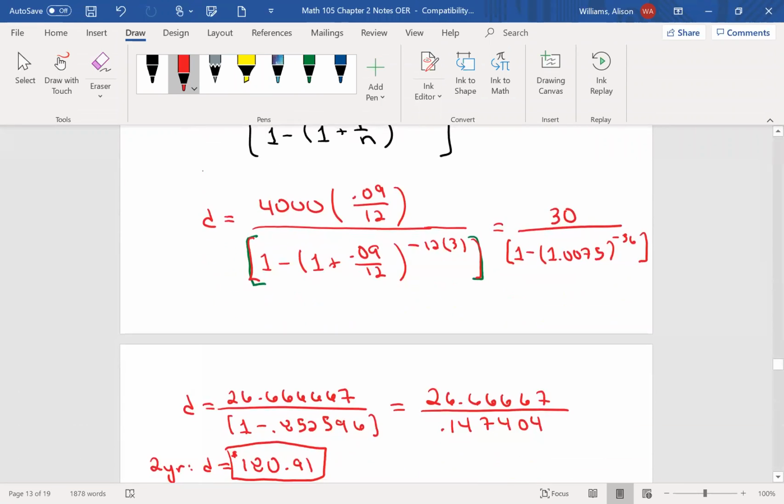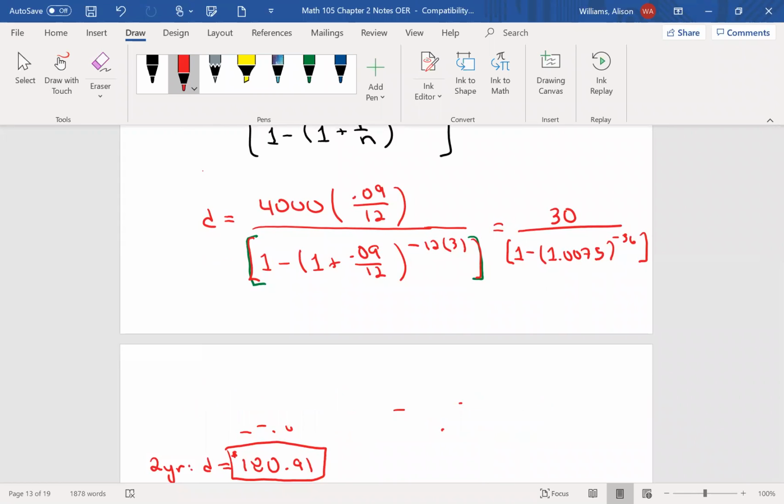So if you need to pause the video to keep up with me, that's fine. Just take a second, do that. I'm going to erase this. All right, so finish calculating what's in the denominator. So we're going to take that 1.0075, raise it to the negative 36. Make sure you use the negative button, not the minus button. That makes a difference.